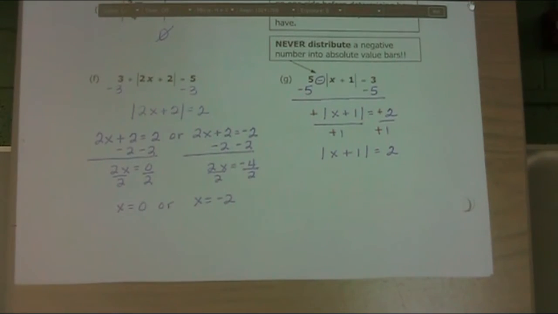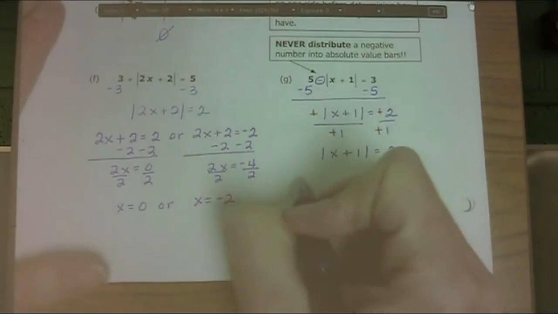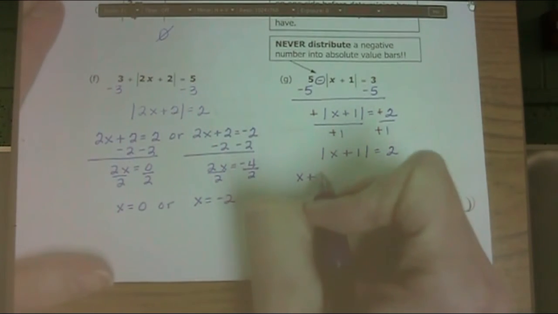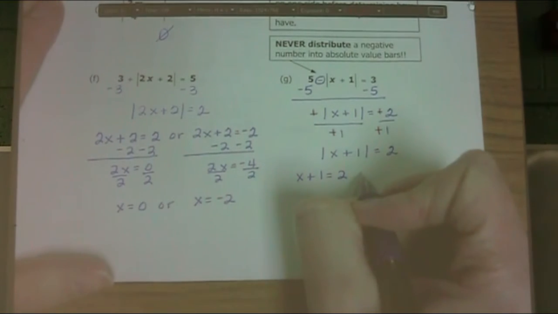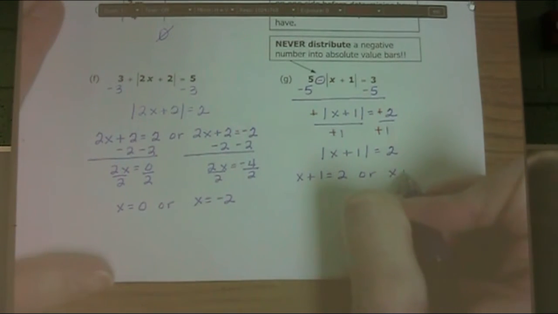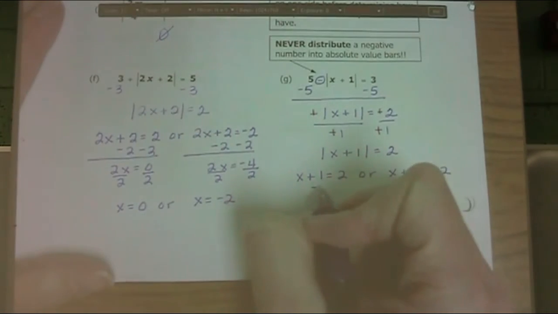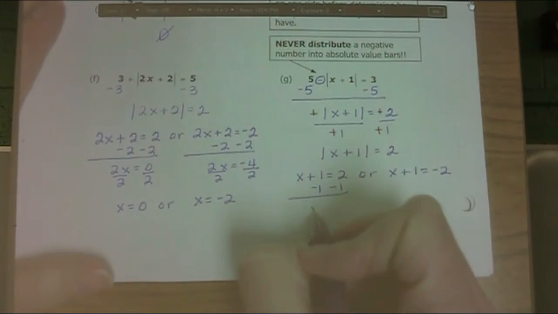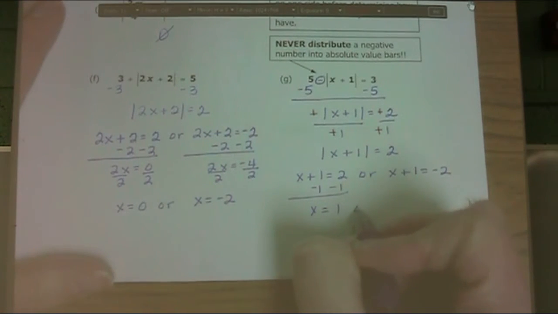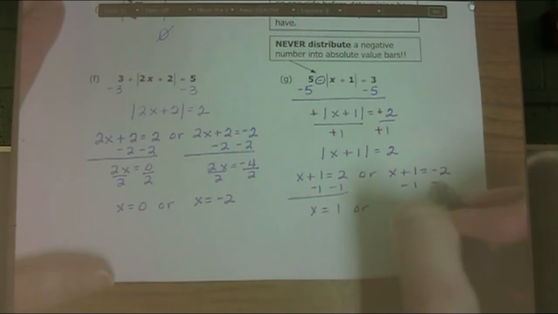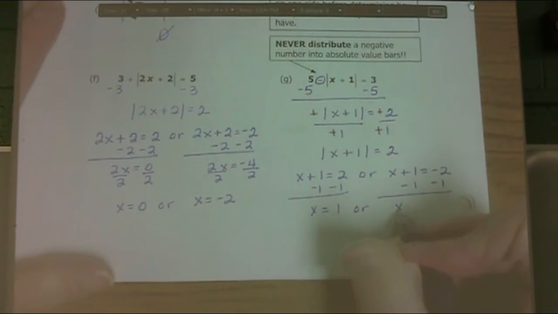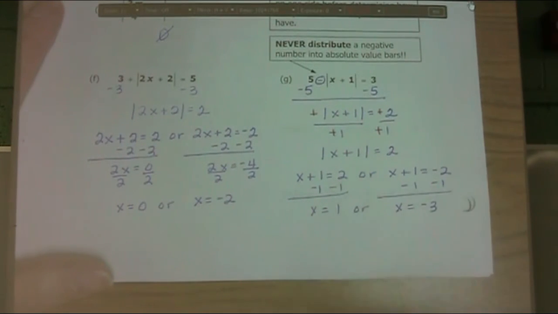And since I have absolute value equals a positive, I will have two solutions. Either x plus 1 equals 2 or x plus 1 equals -2. Subtract 1 on both sides, and I have x equals 1, or subtract 1 on both sides here, and I get x equals -3. All right, let's go to the next page.